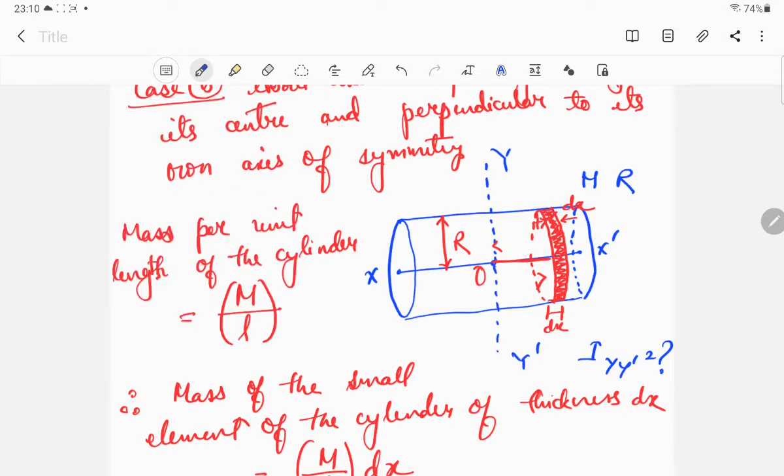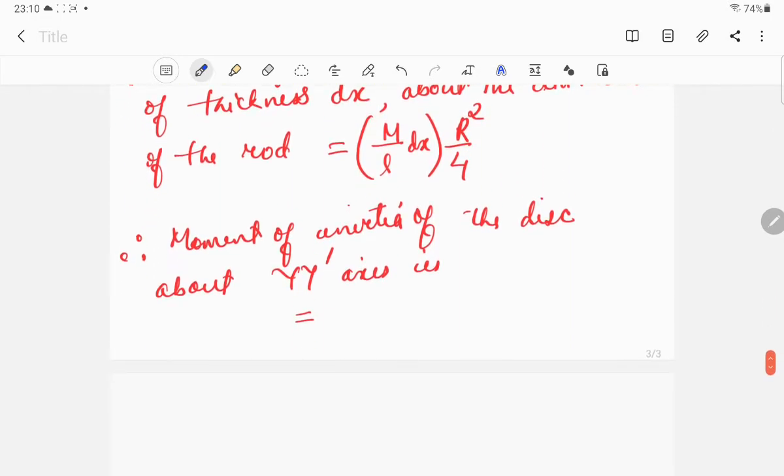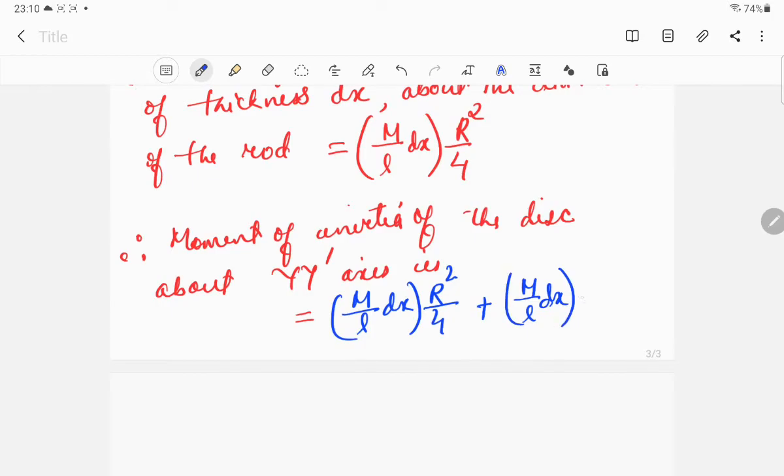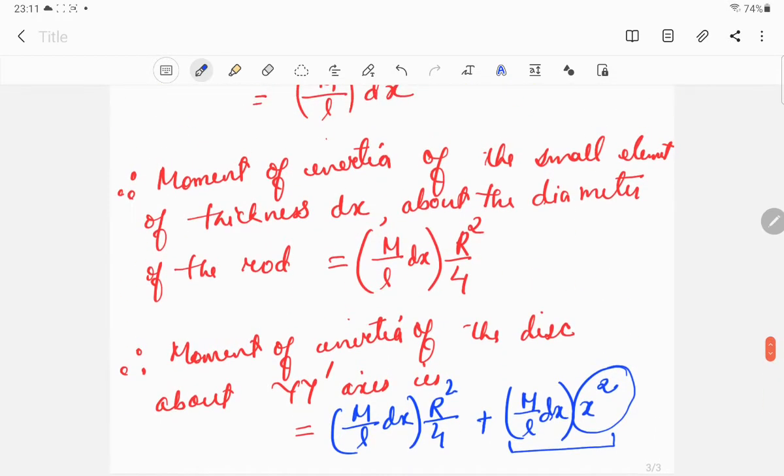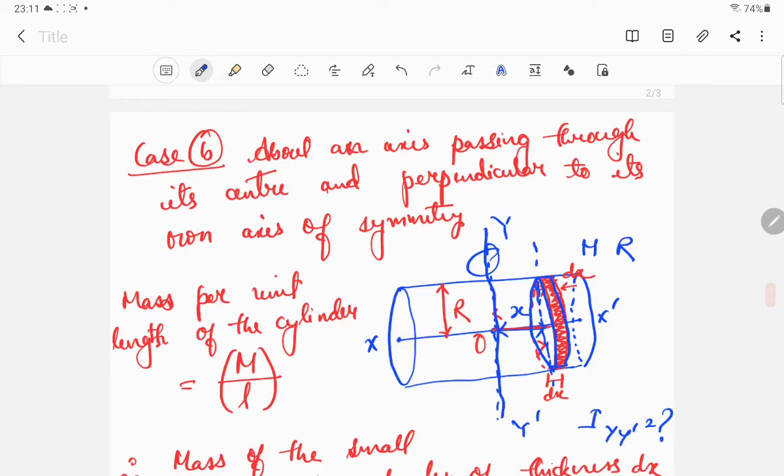So the parallel axis theorem says that the moment of inertia of this particular disk of a certain thickness about this axis y dash is equal to the moment of inertia of the disk about the diameter plus the product of the mass of the disk and the square of the distance between these two parallel axes, which is x. So first of all, it is (m by l) dx times r square by 4, plus again m by l dx, which is the mass of that particular disk, times x square. Here one parallel axis is this, and the other parallel axis is the diameter.